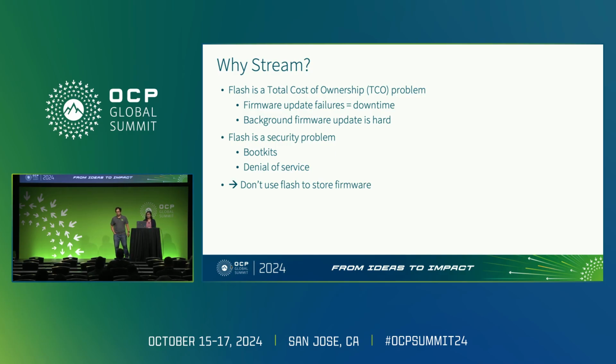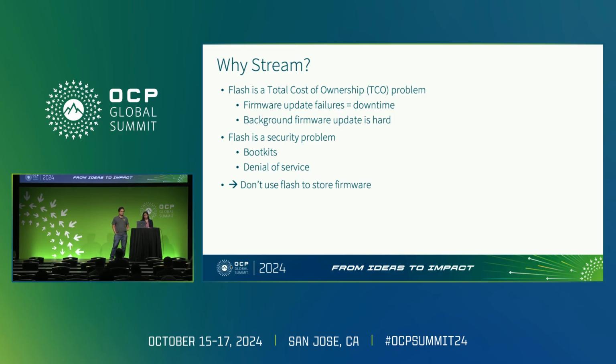So first, let's reiterate the problem statement. Why do we want to stream firmware at all? The first is that flash is a total cost of ownership problem. Anytime a firmware update fails, it can lead to downtime. Firmware updates themselves take time because you have to write to these non-volatile media. You could try to avoid that time by building background firmware update, but that is actually pretty hard to build. Like Jeff said, SPI is not a bus that likes to be interposed. It doesn't like it if you try to read it and write to it at the same time. So you need to do a lot of plumbing in order to make background firmware update work.